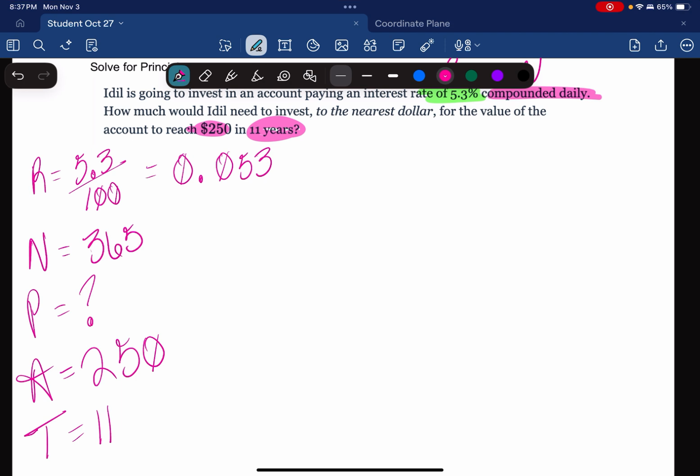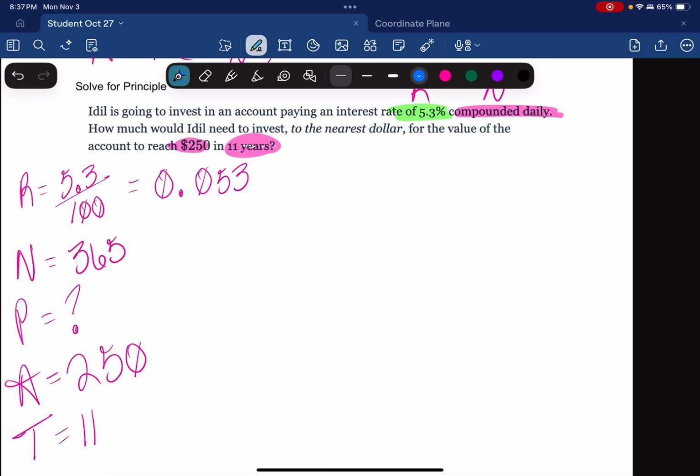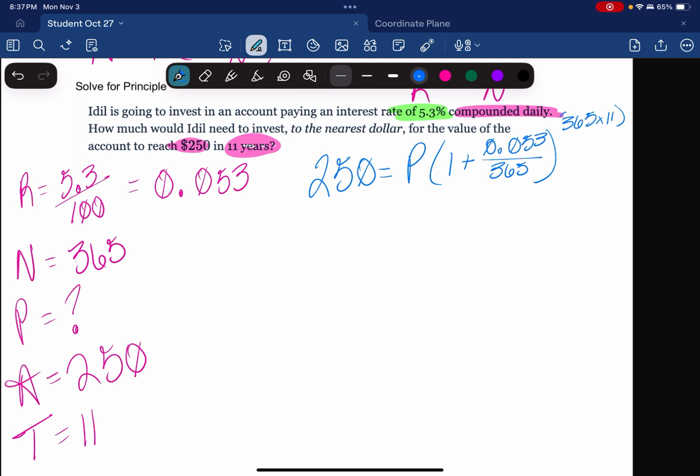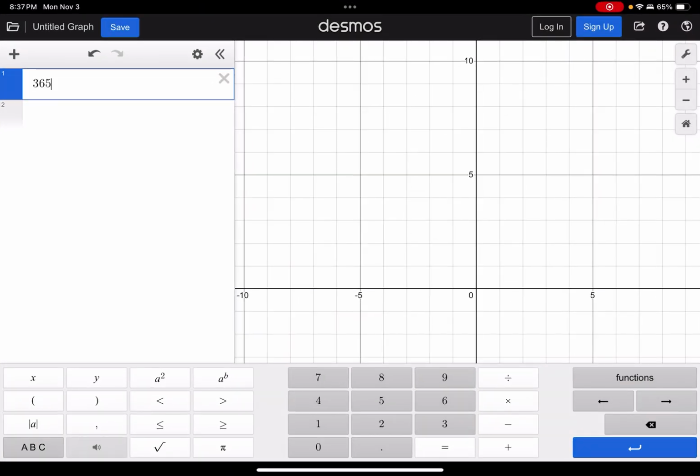Okay, so we're going to set this up and put this in our equation. We know that we want 250, my A, equals P, which we're solving for, times 1 plus 0.053 over 365, because it's compounded daily, raised to 365 times 11. First thing I'm going to do is find out what 365 times 11 is. Okay, 4015.